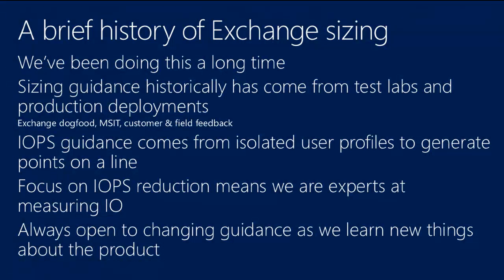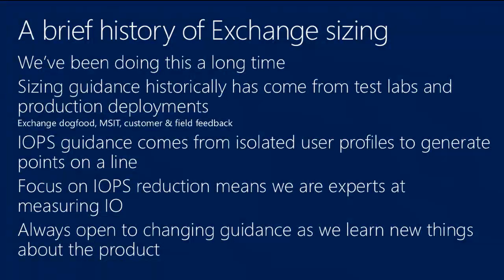Oftentimes, you'll see us quoting IOPS reduction numbers around the time a product releases. In many cases, those numbers are coming from test labs, and then we'll go refine them with production observations and tell you what you should really size for. It's often a little bit of a difference between those numbers from test labs and what we actually end up with in our sizing guidance based on production. And I'll talk through the specific example of that for 2013 in a few minutes.